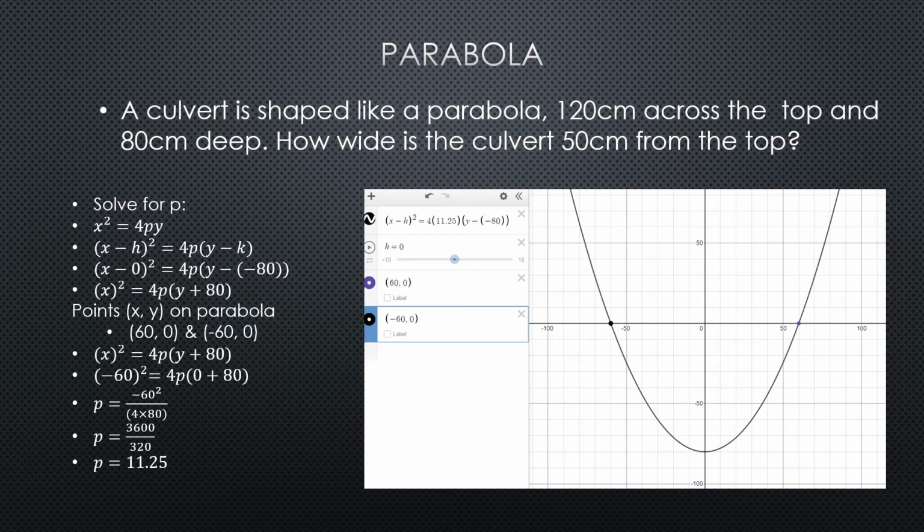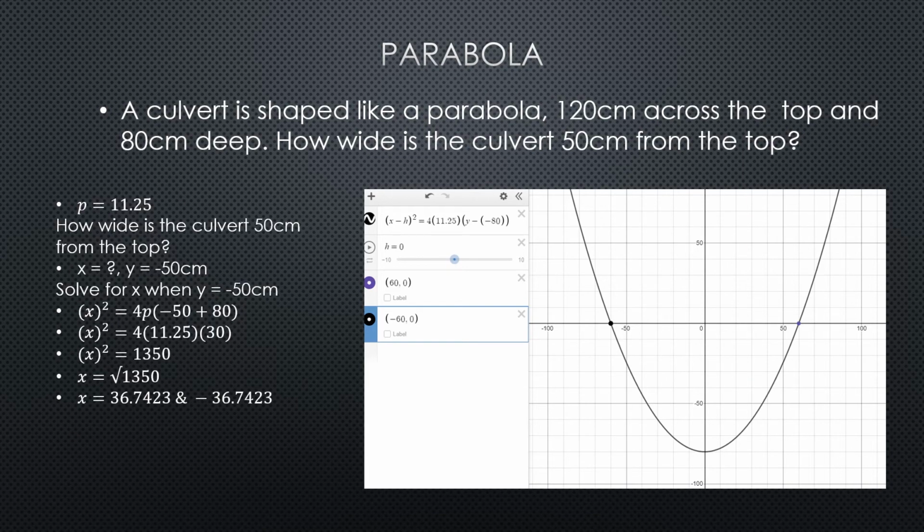And when we put that 11.25 into our formula, we can see that our culvert is 80 centimeters deep and 120 wide at the ground level at the top.